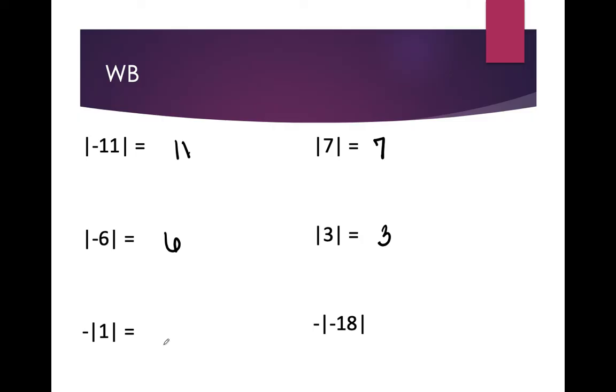And then for these last two, just to throw in a little bit of a challenge for you, this has the negative sign on the outside of the absolute value bars. So you actually are going to take the absolute value of 1 first, which is 1, and then bring down the negative because it's outside, and you get -1. Similarly here, you have a negative on the outside. So the absolute value of -18 is 18, and then we bring over the negative sign that's outside and get -18.